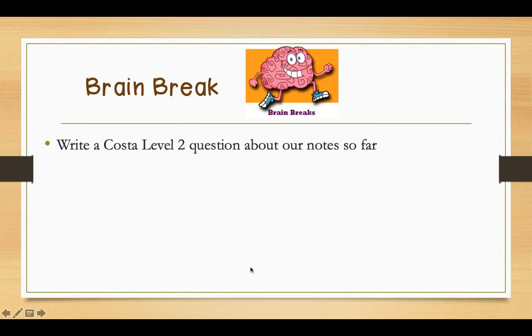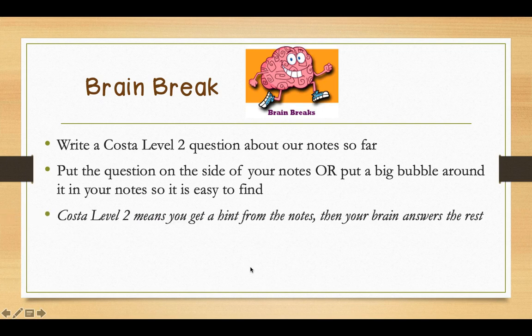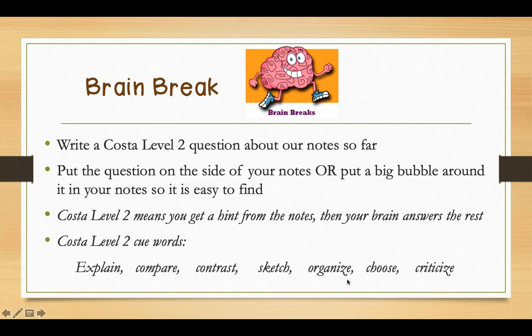First, though, do your second brain break. Think about what we've talked about so far and what you could do for a level 2 question. Maybe sketch the timeline of the Big Bang Theory, or criticize, point out something that you think doesn't seem to make sense, or explain how Lemaitre and Hubble came to the conclusion that the universe is 15 billion years old. Something like that. Level 2 brain break. Go ahead.